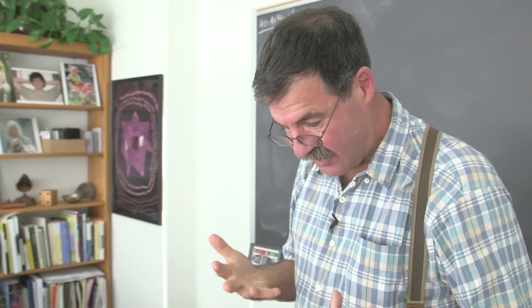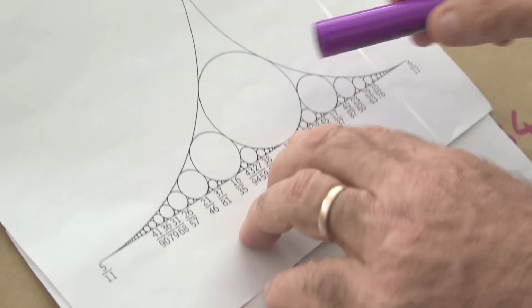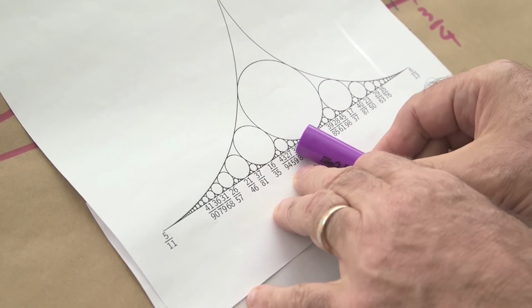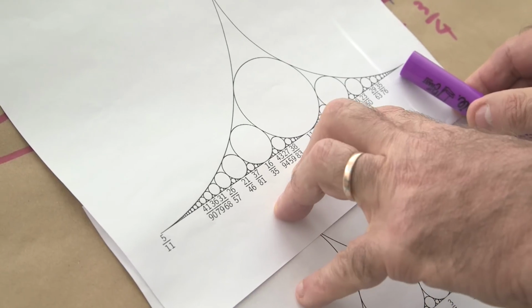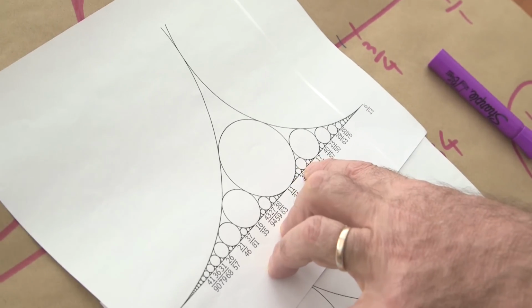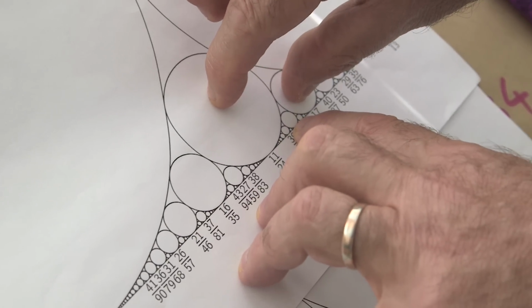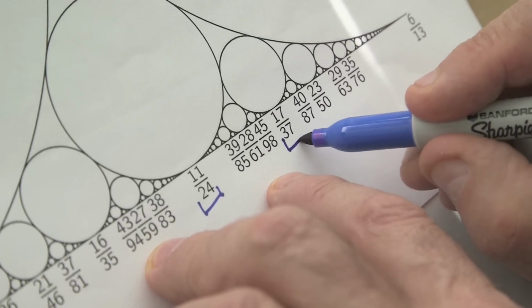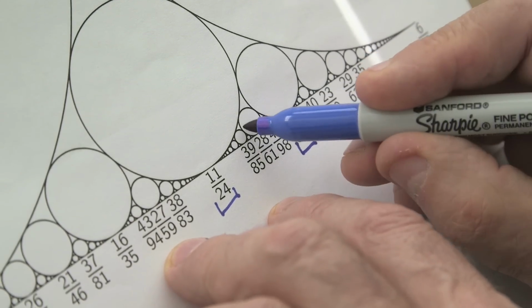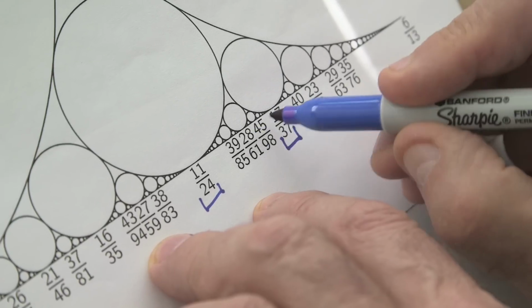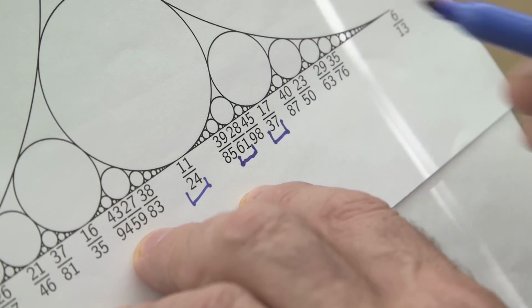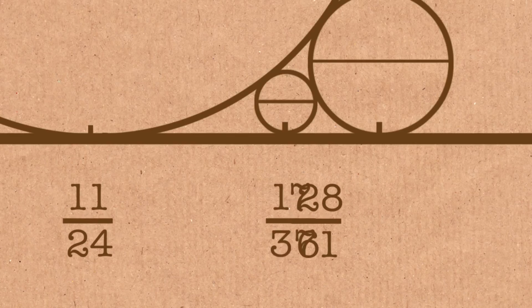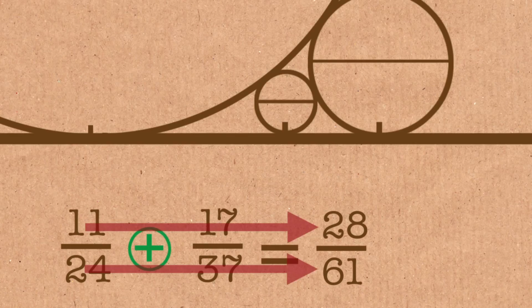And actually, there is some geometry here that you can show. When you have two of these circles which touch each other, and then you have the number line here, there is a unique circle which touches the number line and these two circles here. Okay? That's a little bit of a geometrical fact. Look at this. So I was taking this one, 11 over 24, 17 over 37, and the one that touches these two circles and the number line, that's, oh my God, that's 28 over 61. 11 plus 17, that's 28. 24 plus 37, that's 61.